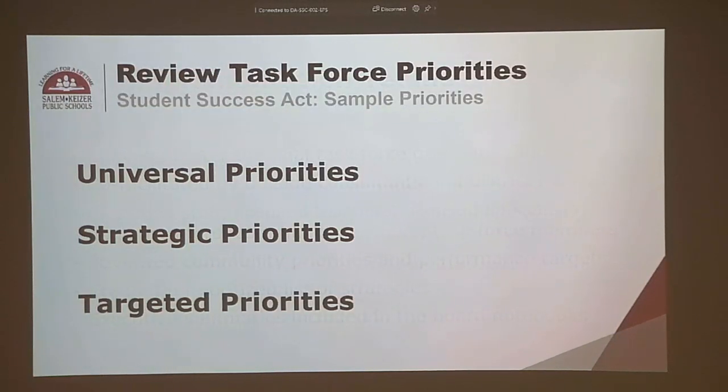So the implementation teams, when they came together, started with the work of the task force. As the task force finished up and submitted their priorities, the implementation team took those priorities and moved forward. And remember, the priorities that came from the task force were collected in 3 categories. We had universal priorities, which were important to respond to on behalf of all of our students and all of the subgroups that we specifically were looking at.